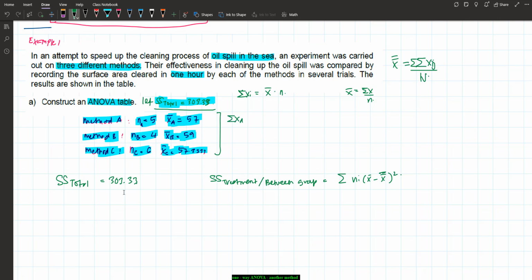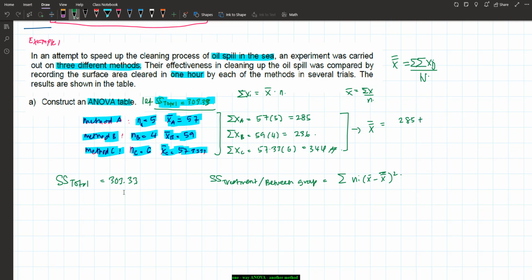So the summation of xa should be equal to 57 multiplied by 5, which is 285. For the second one, the summation of xb should be 59 multiplied by 4, which is equal to 236. And the last one, xc, is 57.33 multiplied by 6. So we will get 344 basically, right?